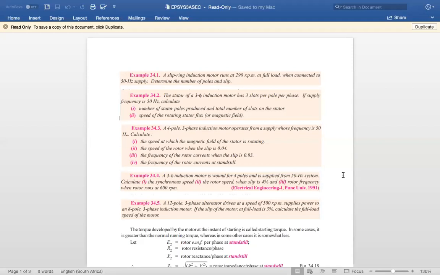And the second question says we have a stator of a 3-phase induction motor that has 3 slots per pole per phase. If the frequency is 50 Hz, calculate the number of stator poles and the total number of slots on the stator, and also the speed of the rotating flux.